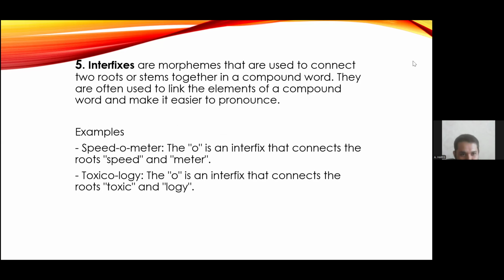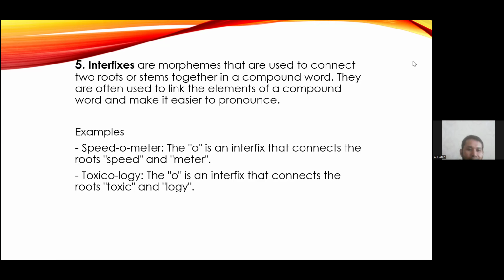Okay, the next type of affix is interfixes. Interfixes are morphemes that are used to connect two roots or stems together in a compound word. They are often used to link elements of a compound word and make it easier to pronounce. Example, speedometer. The point in here, o. The o is an interfix that connects the roots speed and meter. Between speed and meter, there is o.